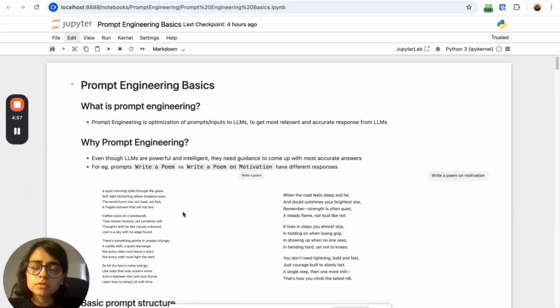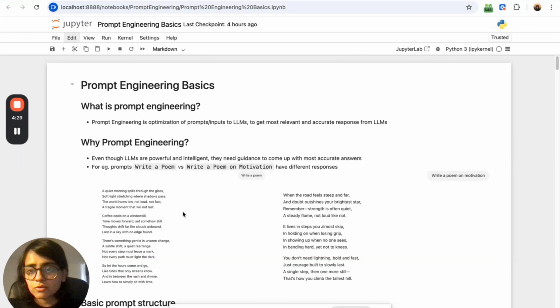Let's get started with prompt engineering basics. So, what is prompt engineering? Prompt engineering is basically the optimization of prompts or inputs that you are feeding to your LLMs in order to be able to get the most relevant and accurate response from the LLMs. And why prompt engineering was needed is because even though LLMs are very powerful and intelligent, they still need guidance from you in order to be able to come up with a response that you are looking for.